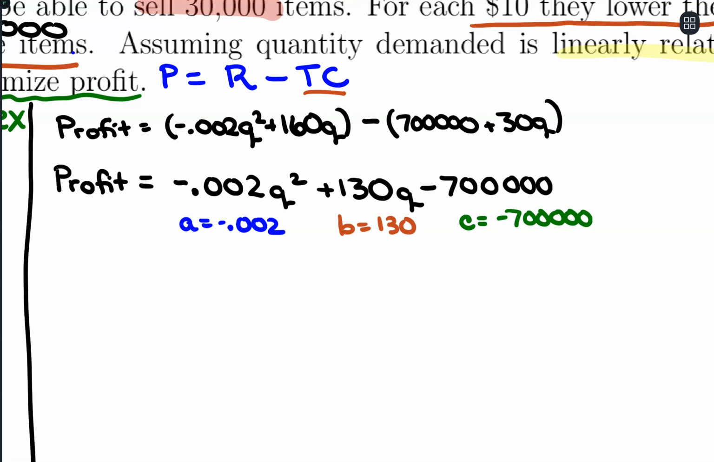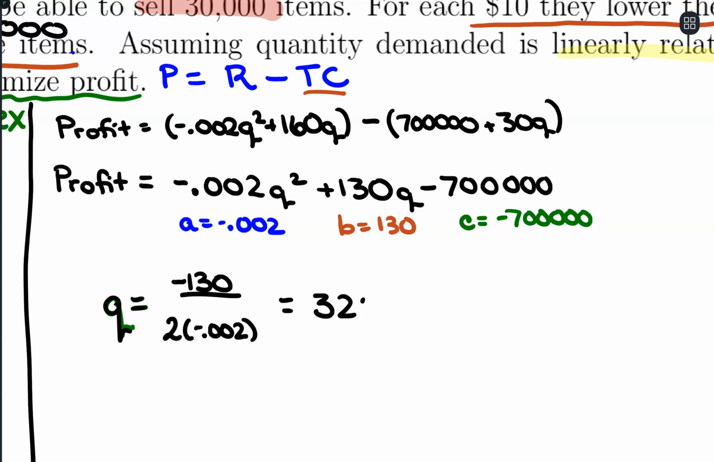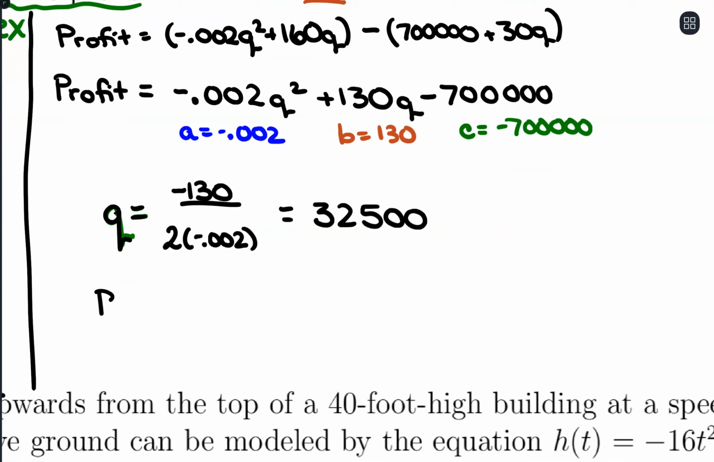I want to find the vertex. So X, which in this case is actually Q, is going to equal negative B over 2A. So negative 130 over 2 times negative 0.002. That's going to give us, on my calculator, 32,500. So that's the quantity that maximizes profit. We're interested in the price that maximizes profit.